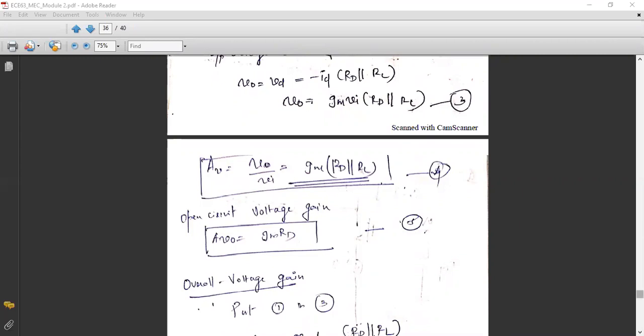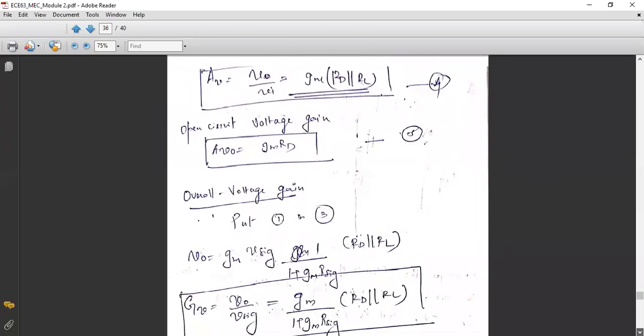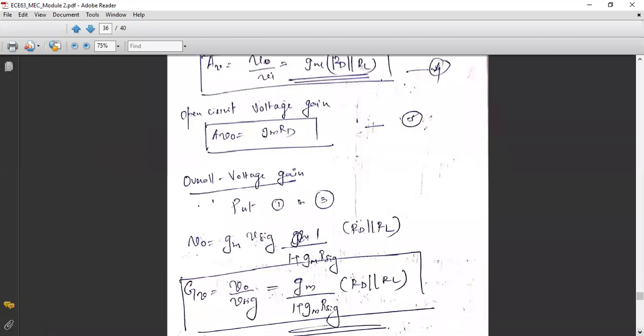Now, coming to the overall voltage gain. Overall voltage gain is nothing but the ratio of V naught by Vsig. In equation number 4, we have written the ordinary voltage gain, which is AV, that is V naught by Vi. V naught by Vi means output by input at the MOSFET terminal. But instead of Vi, if we are putting Vsig here, as far as equation number 4 is concerned, we have put Vi here. But while deriving the equation for overall voltage gain, you have to find the ratio of V naught by Vsig instead of Vi.